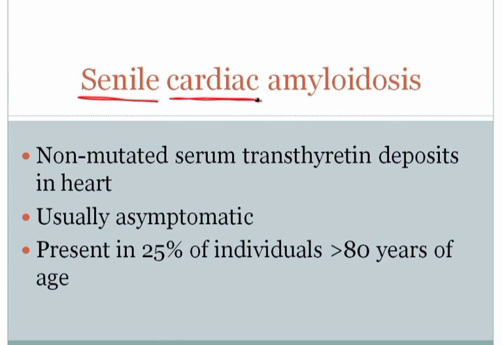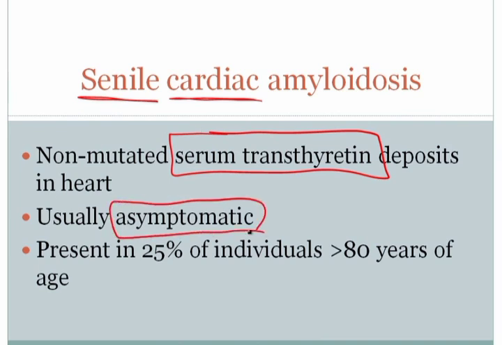It is important for examination purposes to know what the amyloid is in this particular circumstance. It is non-mutated serum transthyretin, and you'll see why I'm highlighting the non-mutated part in a moment. Serum transthyretin is the second most common protein within the blood, and over very long periods of time it can eventually deposit, particularly in the heart, resulting in senile cardiac amyloidosis. This would be asymptomatic. That's important. And it would be seen in the elderly. In fact, it's relatively common, present in about 25% of individuals over the age of 80.